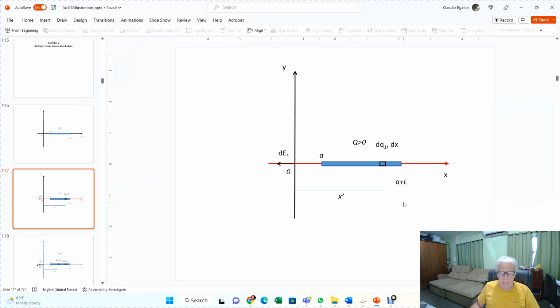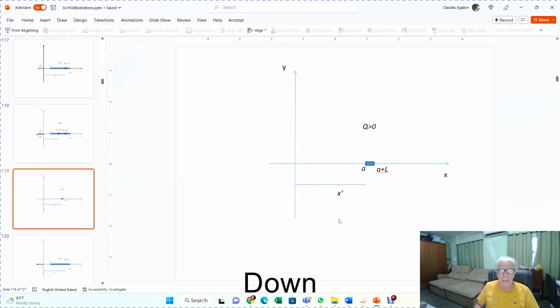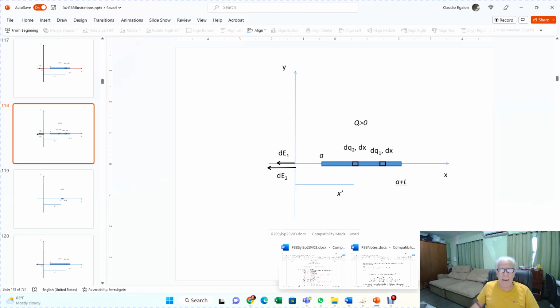Generically speaking, this infinitesimal charge contribution dQ1 is going to contribute an infinitesimal electric field dE1. Okay, this other dQ2 charge, also of length dx, is going to contribute a slightly larger field because it's closer to this point. I'll call it dE2. Okay, so let's set up the problem mathematically, how it works, right?